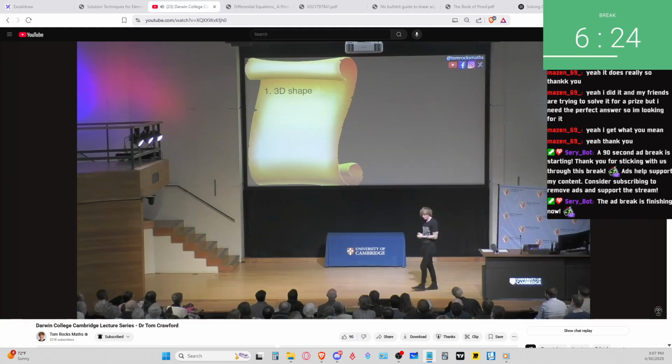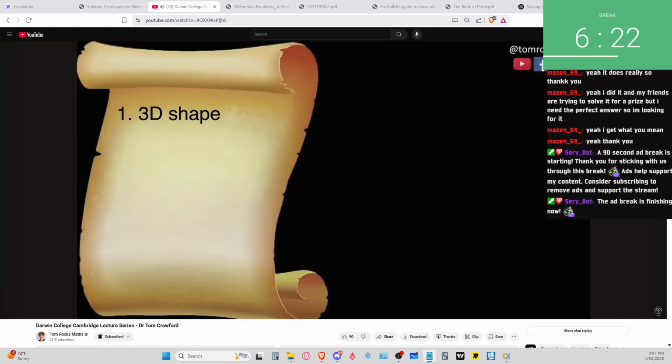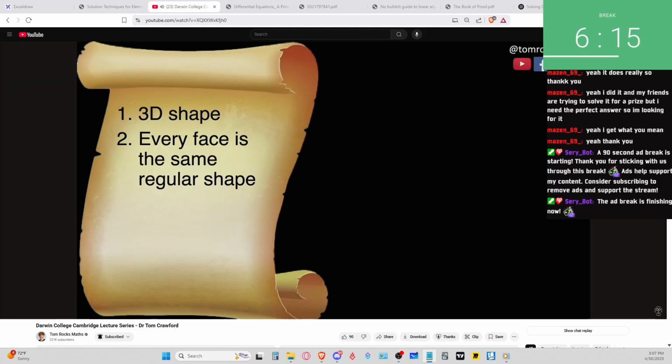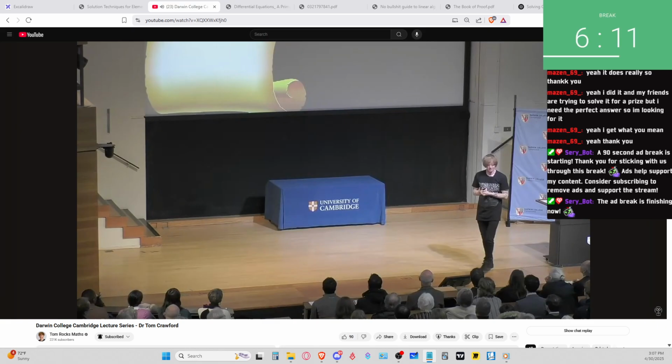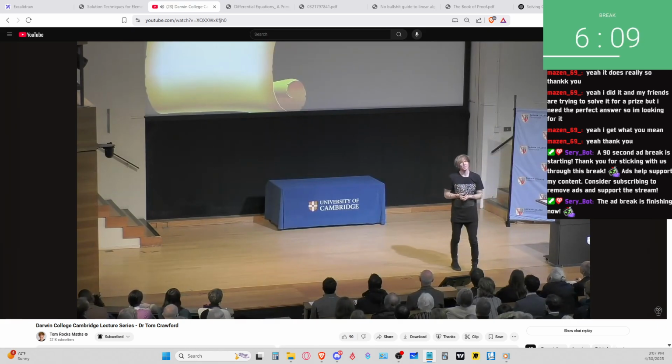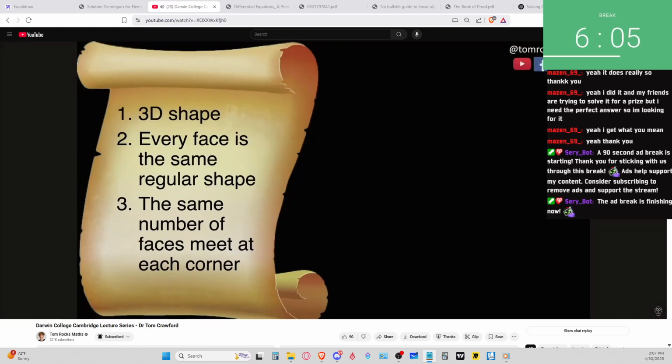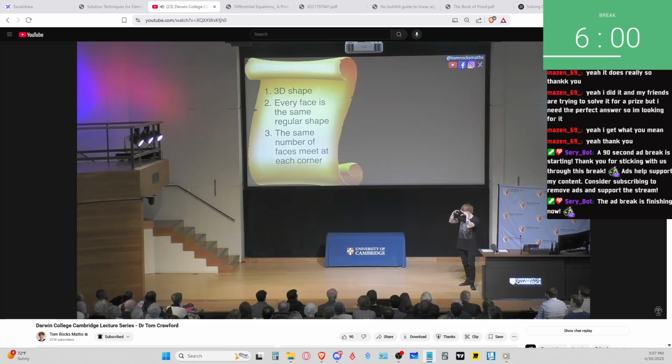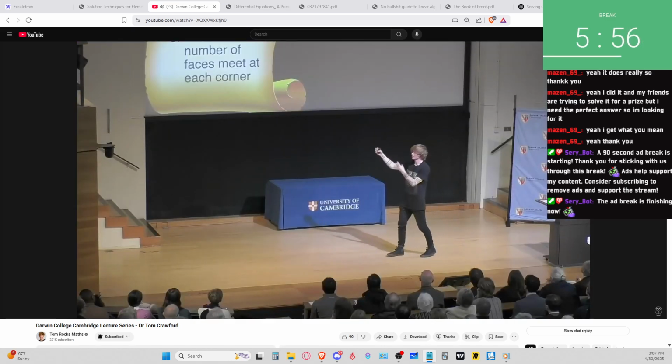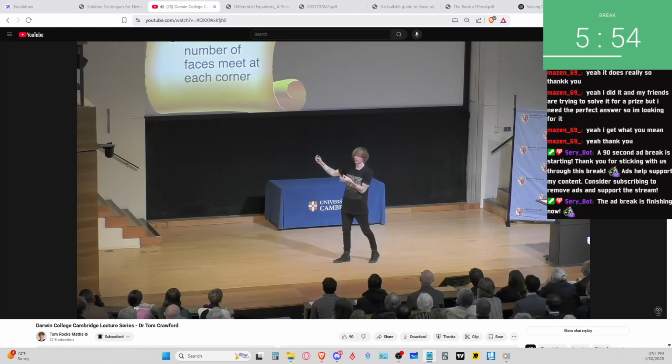The second rule is you want every face on your shape to be the same particular shape. So if one of them is a square, we want all of those faces to be squares. If one of them is a triangle, we want them all to be triangles. And then the third one is a little bit more technical. We want the same number of faces to meet at each corner. So if at one corner of the shape there are 3 squares joined together, then at any other corner there must be 3 squares joining at that corner.